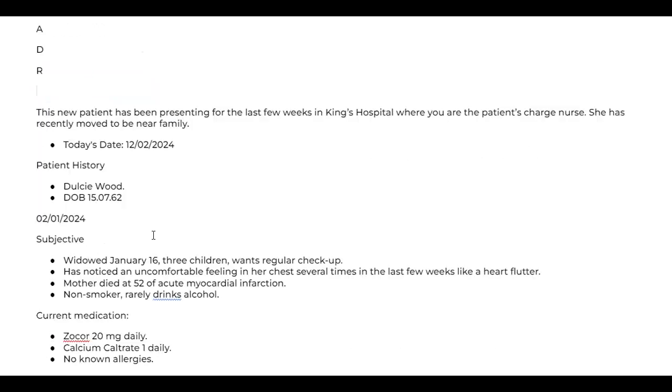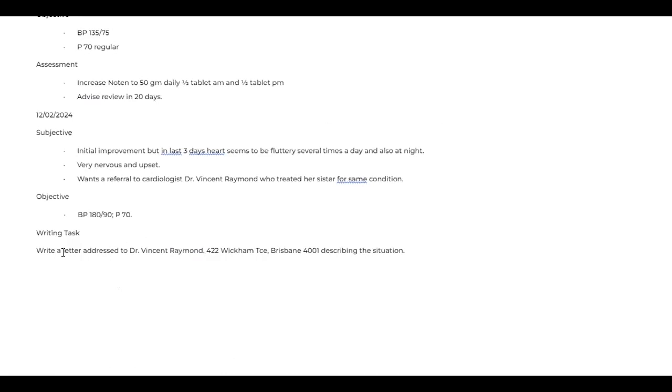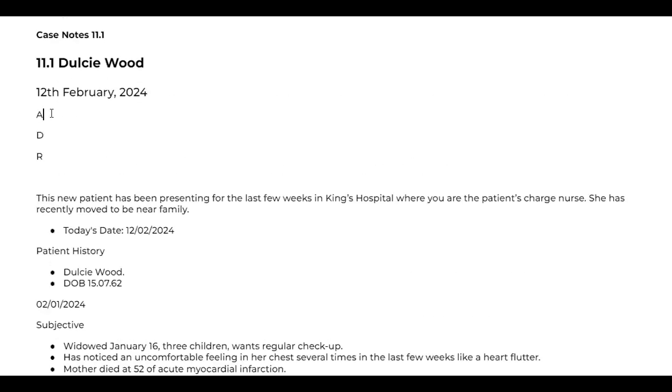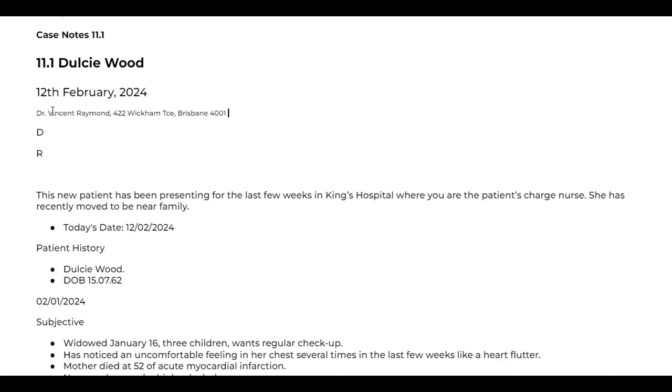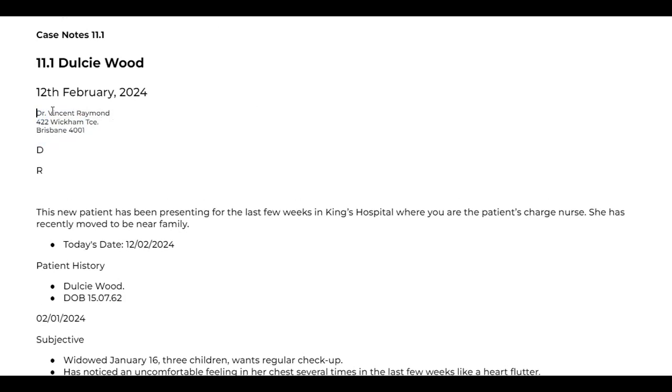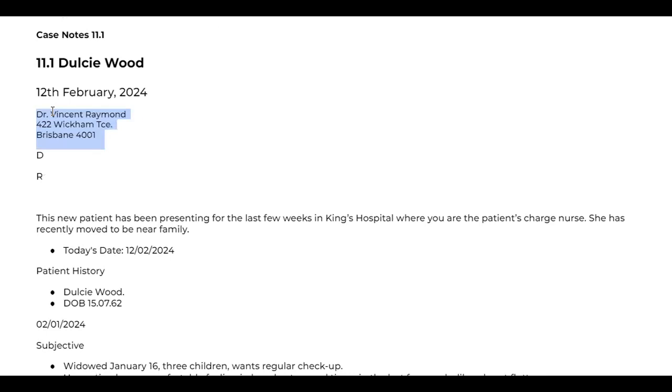And where is the address? The address is to be found at the end of this one. Here we can see Dr. Vincent Raymond. This much is the address here. I'm picking it here and I'm placing it here. So we got the address now. Dr. Vincent Raymond, remove the commas and everything else. Terrace and right here, Brisbane, that's it. So we got the second part of the letter also.